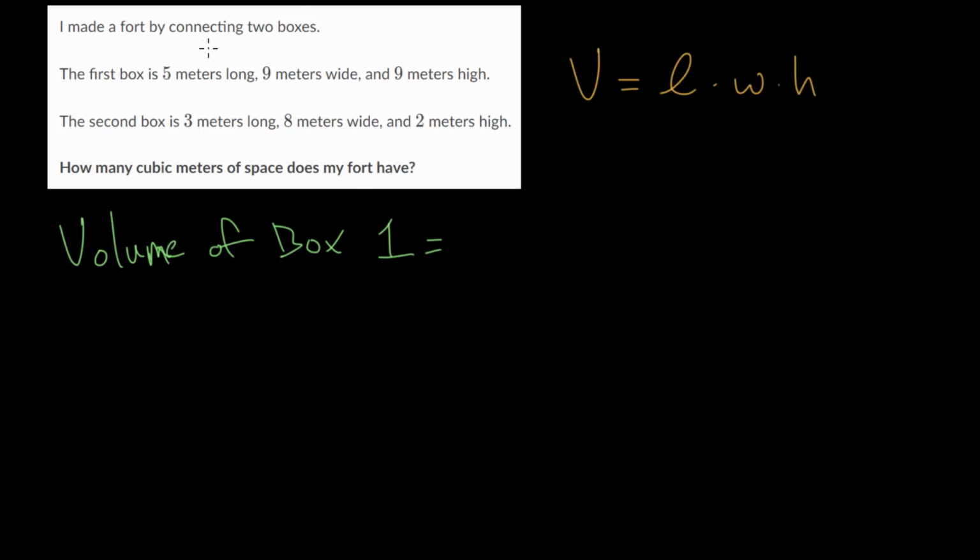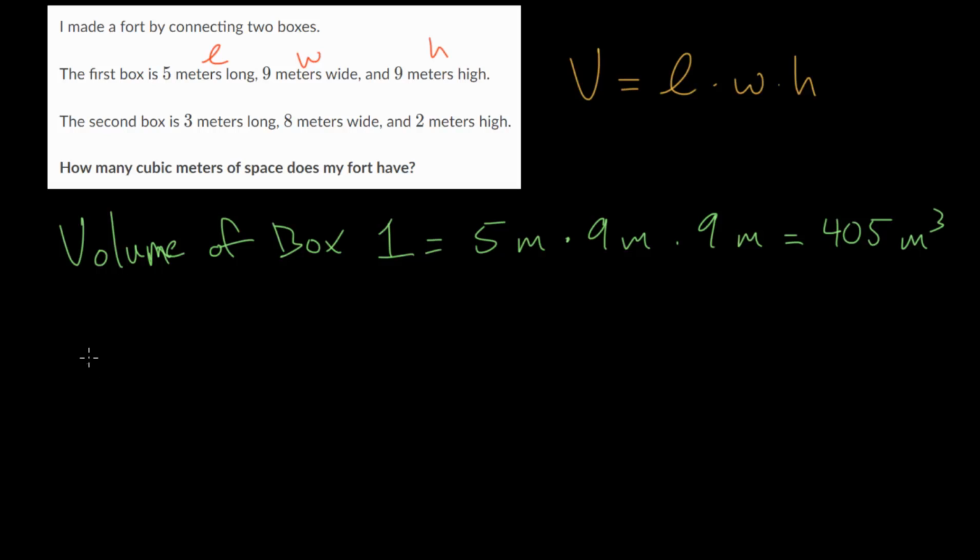So in this case, our length L is 5, our width W is 9, and our height H is also 9. So let's plug those in. We get 5 meters for our length multiplied by 9 meters for our width multiplied by 9 meters for our height. And notice we have meters times meters times meters, so we're going to get cubic meters. And 9 times 9, that's 81. And 81 times 5 is 405.